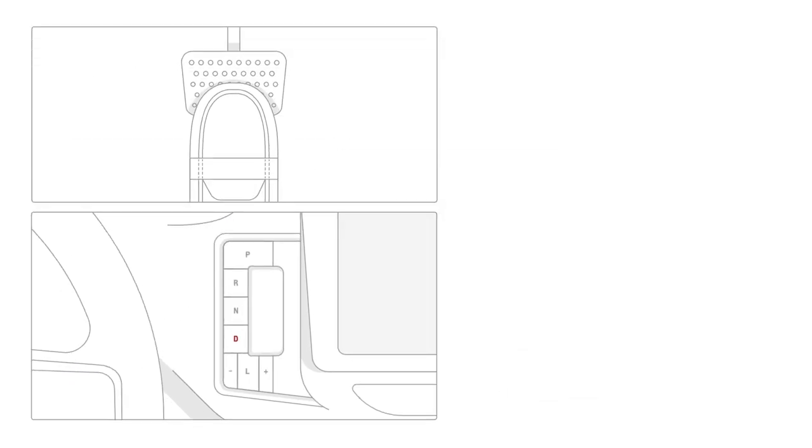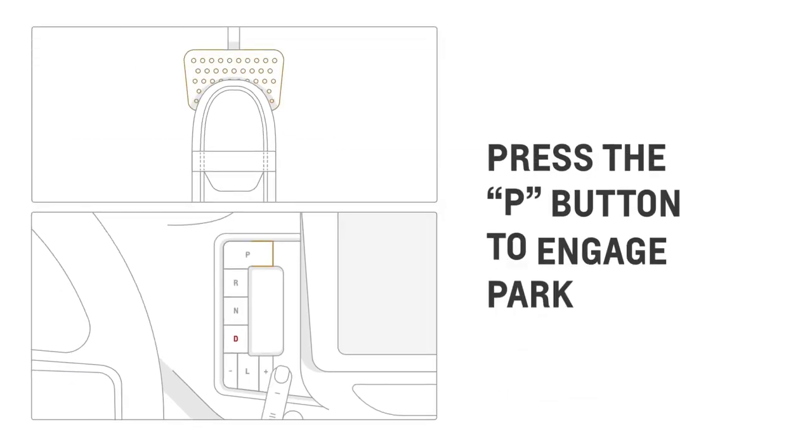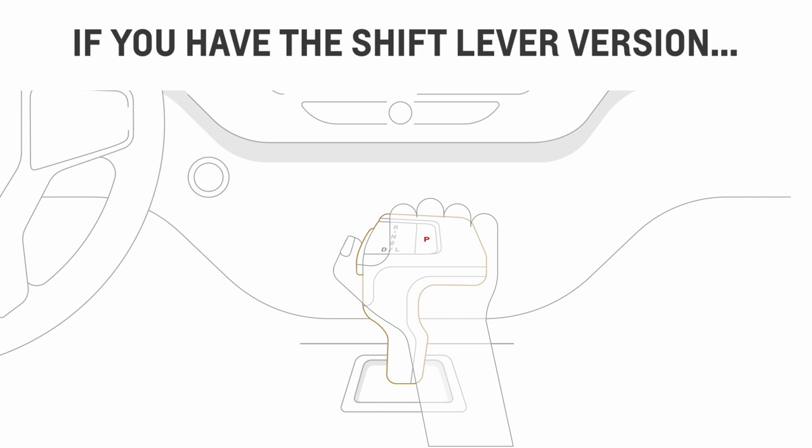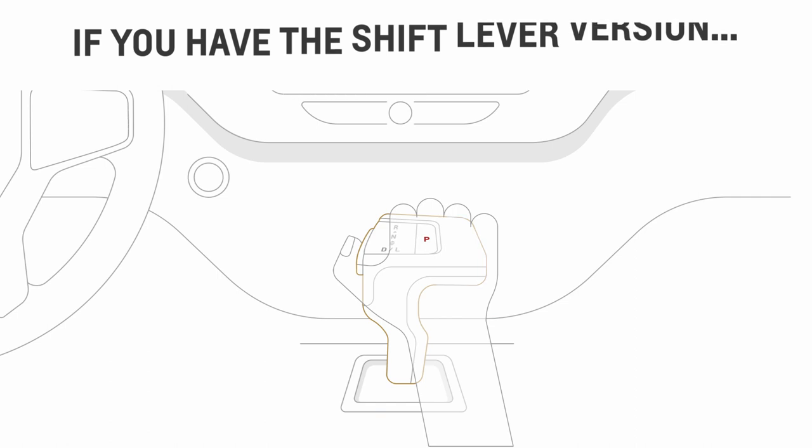With your foot firmly on the brake and the vehicle stopped, press the P button to shift the vehicle into park. If you have the shift lever version of the electronic precision shift, it's located on the center console.